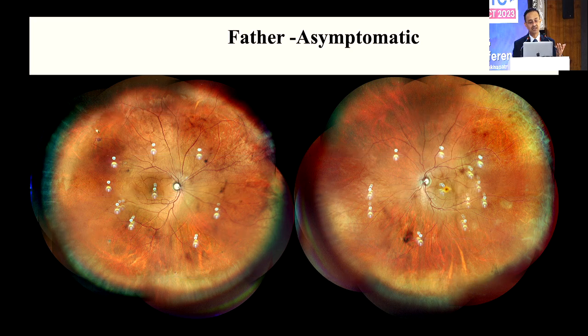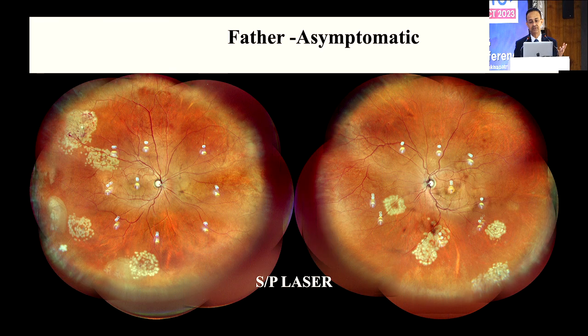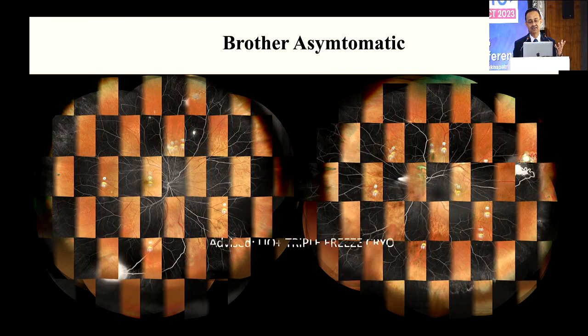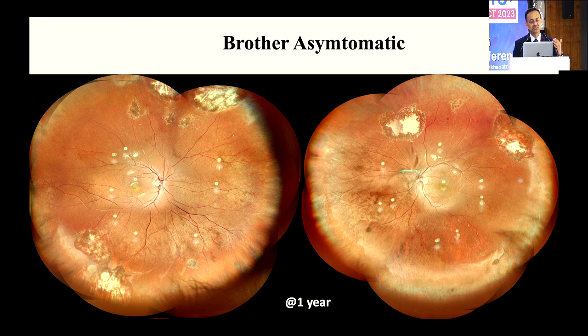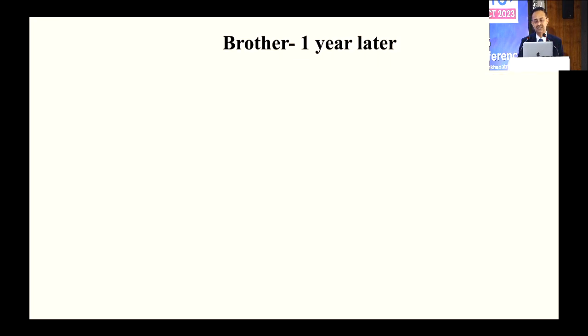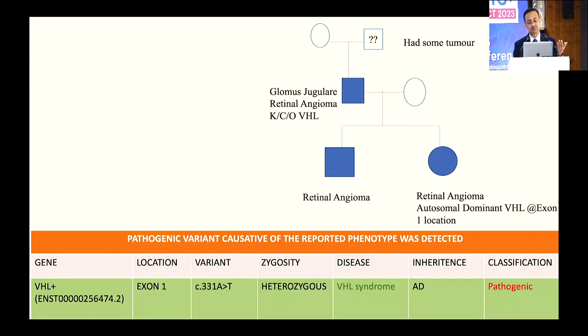The father was again asymptomatic. Again, clinically, it looks like a normal fundus photograph, and on an angiogram, you can see multiple angiomas in the periphery, which can only be picked up with wide field. The brother was asymptomatic, and again you see the lesions. So this is how, sometimes, if you pursue the patient and the family, if you have a high index of suspicion, you can pick up lesions, and with the aid of this instrumentation you could do it.